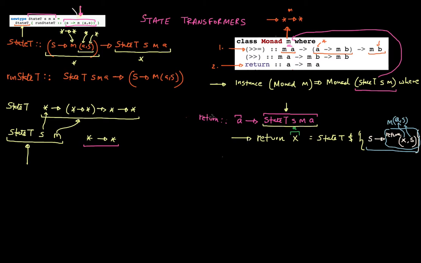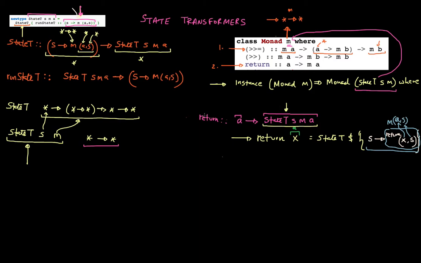And the return method has the following type signature. It takes in some value of type A, and it gives you back some value of type state TSMA. And the implementation was as follows. I had X over here, some variable X that contained a value of type A, and it would give you back as a return some value of type state TSMA.